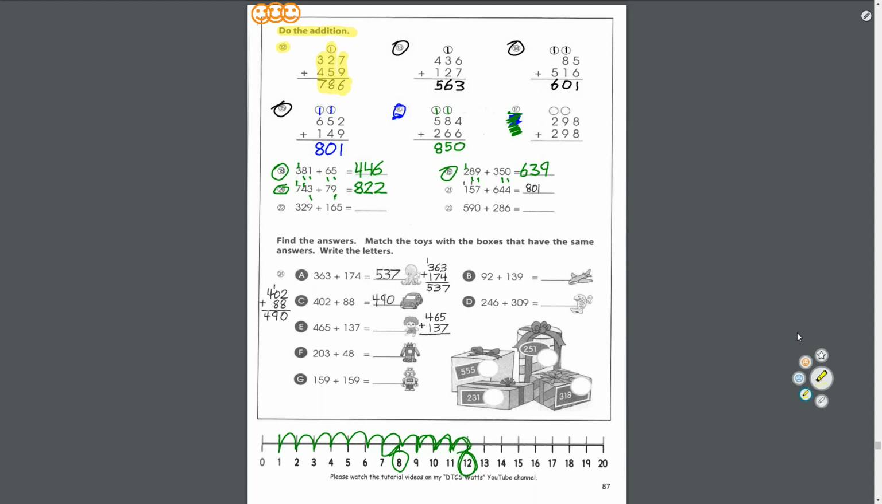And I did question 21 for you. So I start in the ones place. 7 plus 4 equals 11. Carry the 1. 1 plus 5 equals 6. Plus 4 equals 10. Carry the 1. 1 plus 1 equals 2. Plus 6 equals 8. 801.